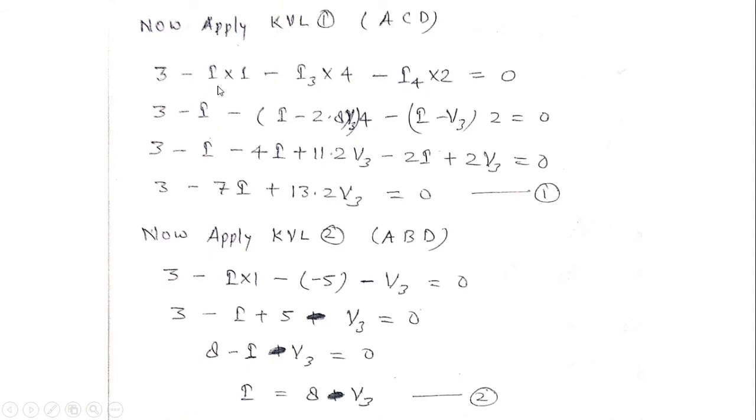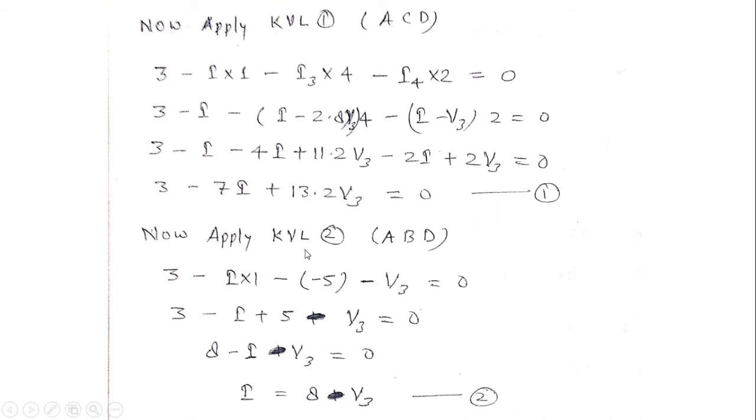Put these values. I into 1 is equal to I. I3 is I minus 2.8 V3, into 4. I4 is I minus V3, into 2, is equal to 0. Just opening the brackets: 3 minus I plus 4I minus 2.8 into 4, which is 11.2 V3, minus I into 2, that is minus 2I, minus V3 into minus 2, which is plus 2 V3. By simplifying it, we will get 3 minus 7I plus 13.2 V3 equal to 0. Let's say this is equation number 1.